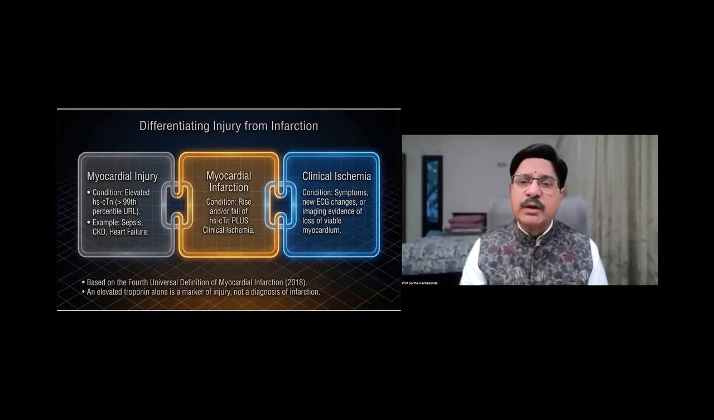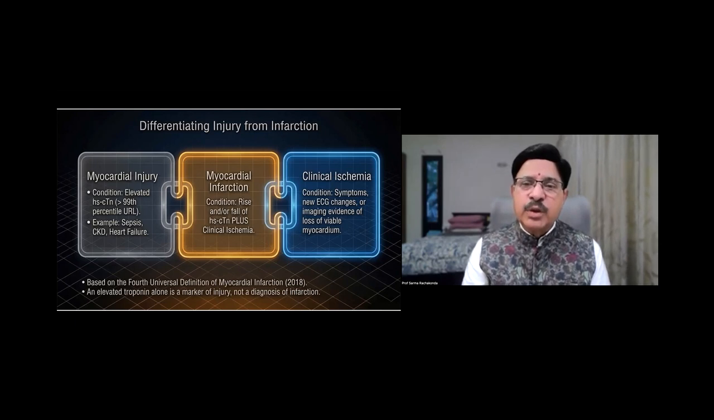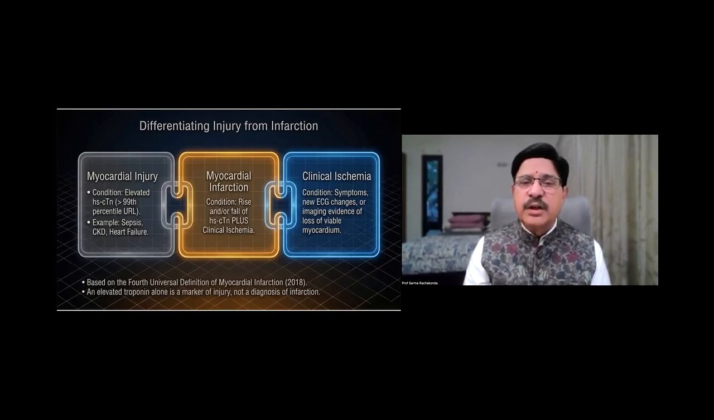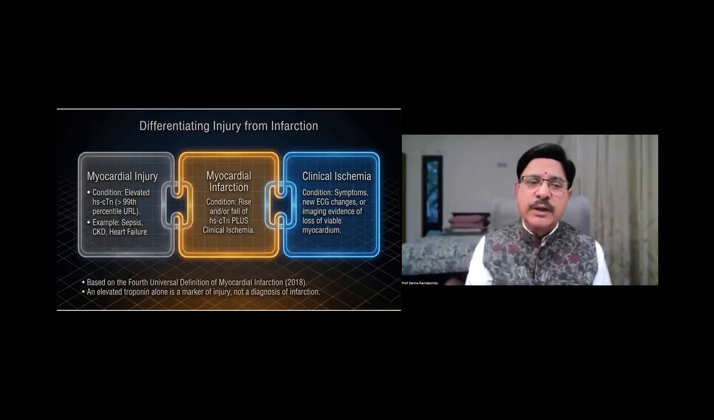That is a myocardial infarction. And clinical ischemia means what? Symptoms, new changes, imaging evidence in the echo, regional wall motion abnormality, a loss of viable myocardium. Now, the middle rung is myocardial infarction, that is a rise and/or fall of the hs-troponin, the high sensitivity troponin, plus clinical ischemia. The blue box is the clinical ischemia.